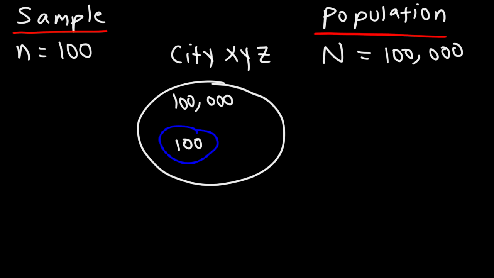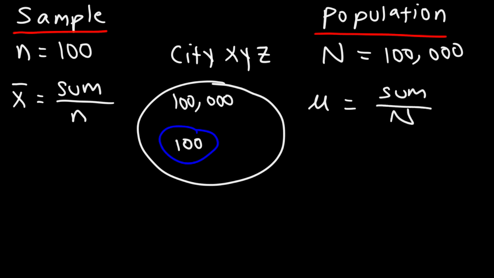Now, how do we go about calculating the sample mean? The sample mean, represented by x bar, is basically the sum of all the data values divided by n, the number of individuals in a sample. The population mean, represented by the Greek letter mu, is also the sum divided by N, where N is the number of people in the entire city. This is the entire population.